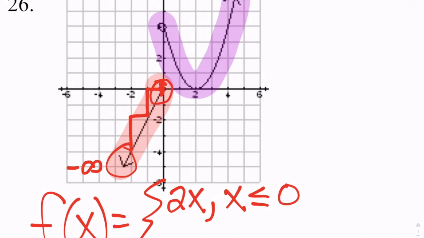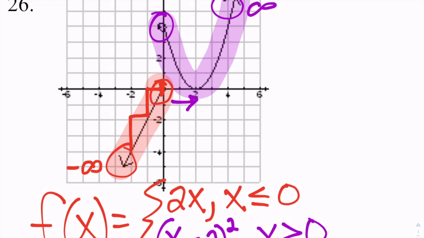And now we have a quadratic that's been transformed, so in parentheses we're going to say, okay, x, it's shifting right 2, so it's going to be x minus 2 squared, and we did not shift up at all, so that's it. And then we're going from x is 0 with an open circle to an arrow, which is infinity, so it's x is greater than 0.